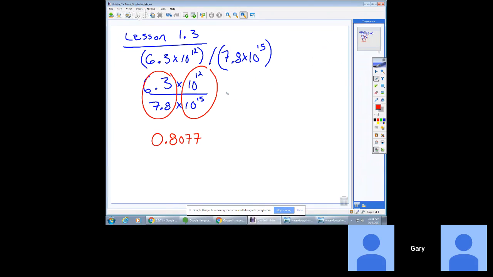0.8077. And then we have a rule about powers of 10 when you divide them. You write the base, then you do what with the powers? You subtract them. Now, a lot of us skip writing this down and just do it in our head. If this is on a test or for some important thing that you're doing, write it down so it doesn't get messed up, because it's easy to make a subtle error. 12 minus 15 leaves us what?